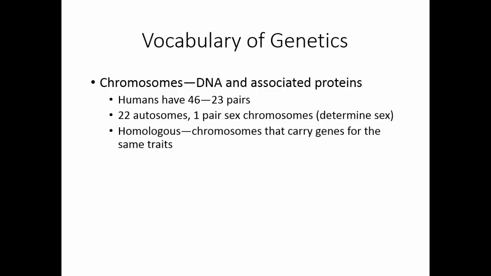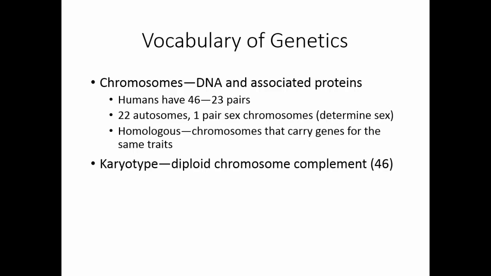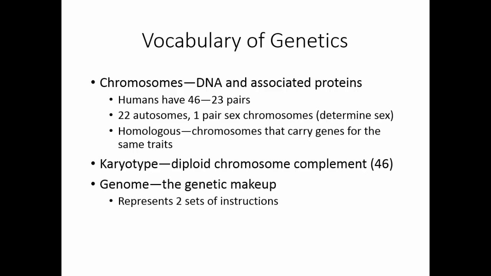Chromosomes that carry genes for the same trait are said to be homologous, so the paired chromosomes are the homologous chromosomes. Your karyotype is the diploid chromosome complement. For humans, that's 46 chromosomes. The genome is the genetic makeup. It represents two sets of instructions. One set of instructions came from the mother, and one set came from the father.